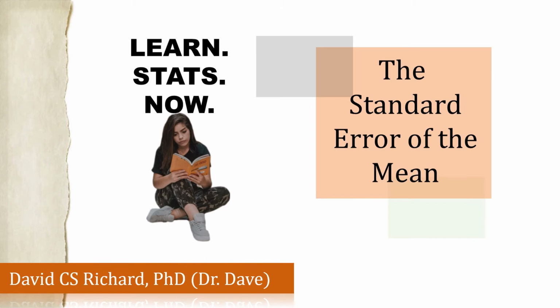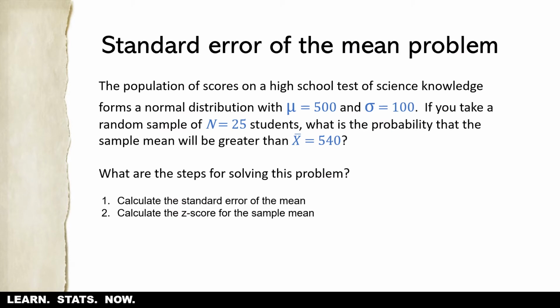In this video, we're actually going to calculate the standard error of the mean so you can see how that's done. Okay, so let's start with a problem. The population of scores on a high school test of science knowledge forms a normal distribution with mu equaling 500 and sigma equaling 100. So right up front, we know the population mean and we know the population standard deviation. We don't have to do any estimation at all.